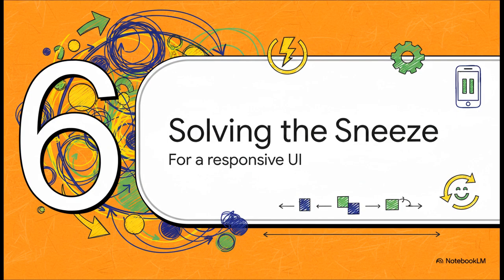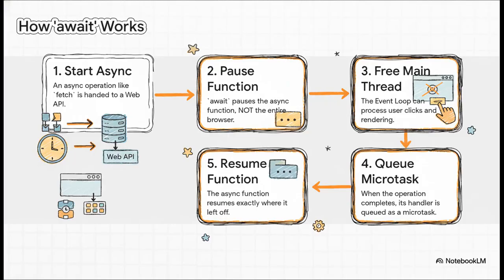Okay, time to bring it all home. We started this whole journey with the JavaScript Sneeze, that annoying frozen UI from a long-running task. Now that we understand the event loop, queues, and async/await, we can finally cure it. So let's trace our final sneeze-free solution. We call our async function. The fetch request is handed off to the web APIs to do its thing in the background. Then we hit await. And this is the magic moment.